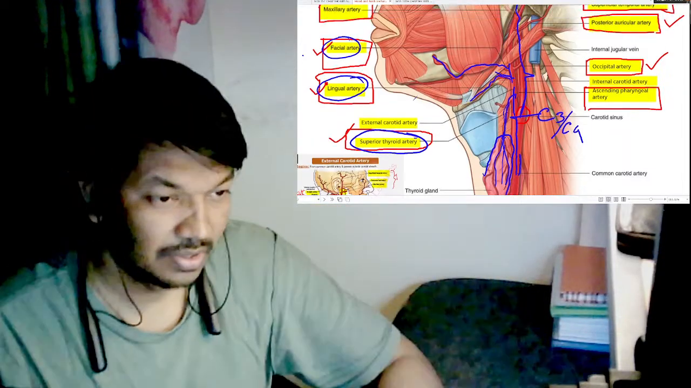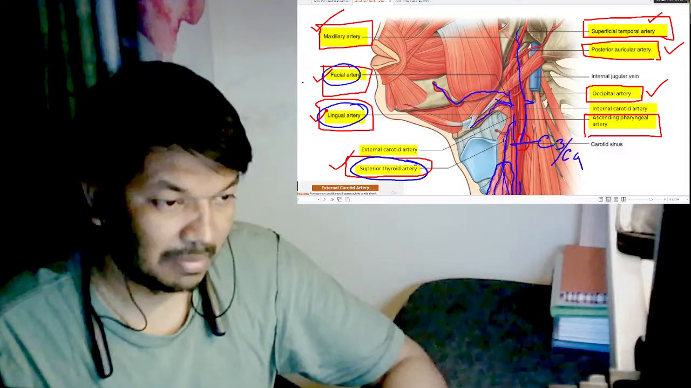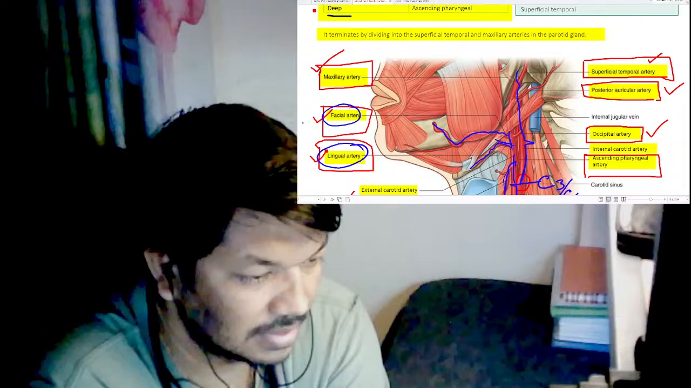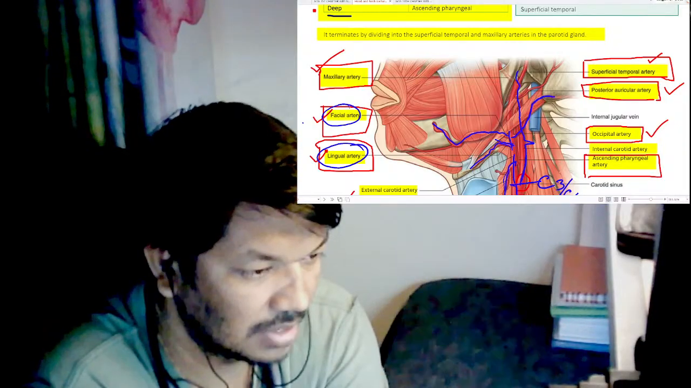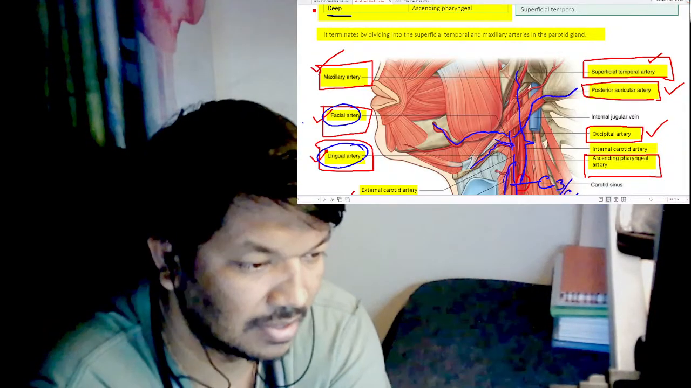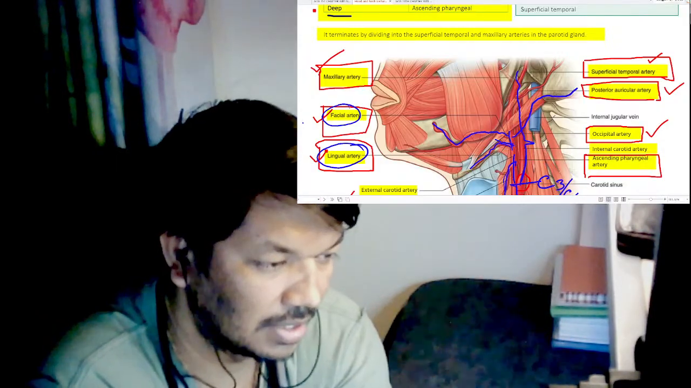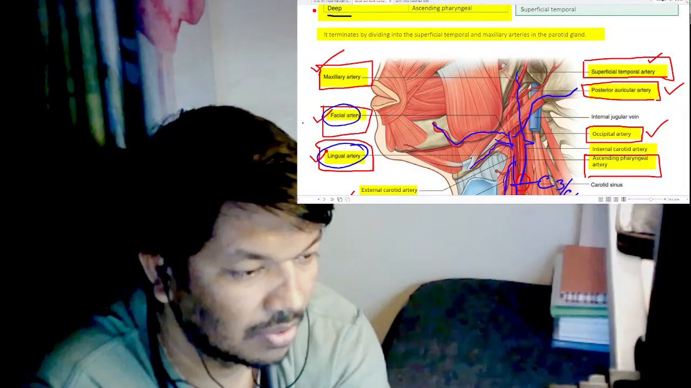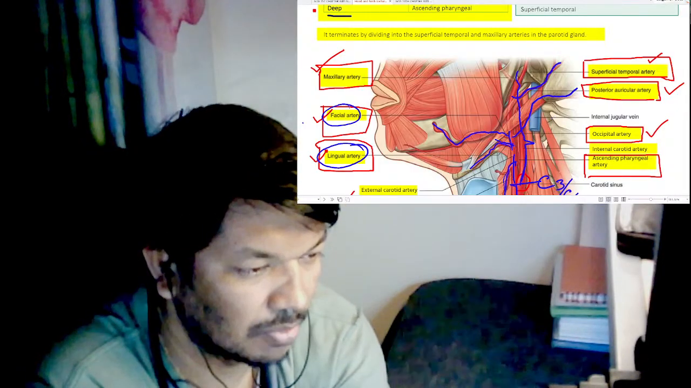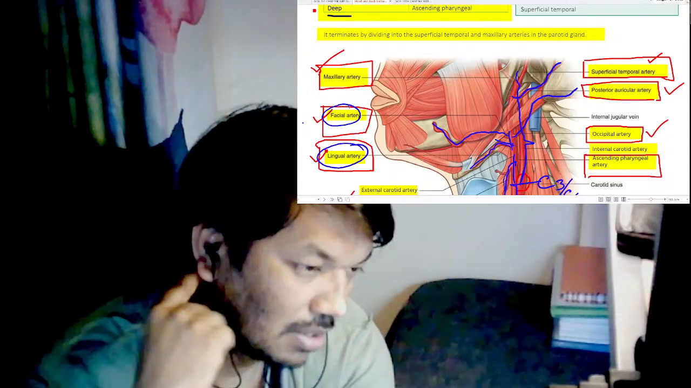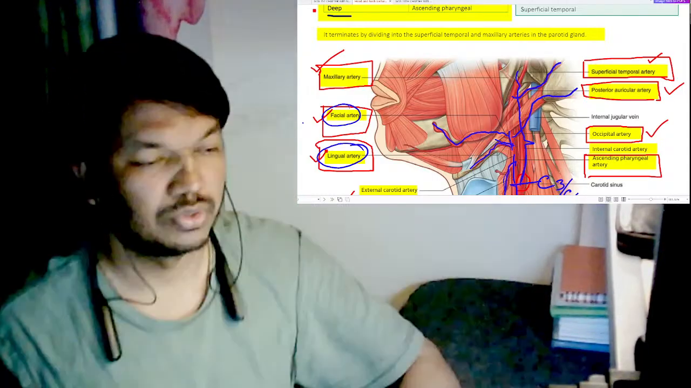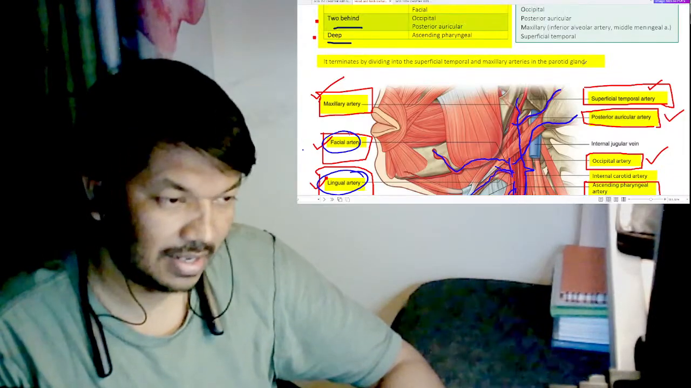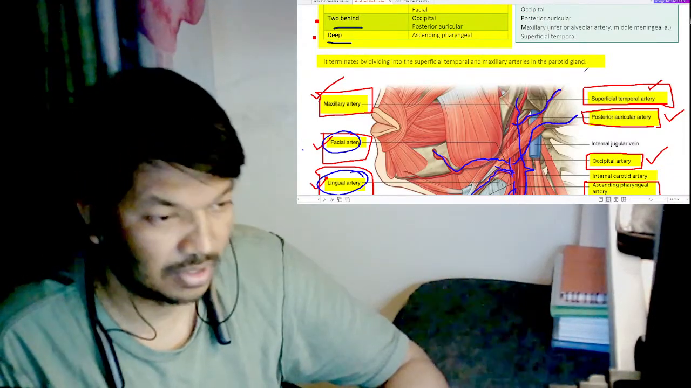Now in the back, here is the ear or the auricle. See, it is giving one branch in the back. It is going to the occipital region. So this is occipital artery. It is giving one branch in the back, occipital artery, and one branch going behind the ear. This is posterior auricular artery. So in the behind, it has two branches: occipital artery and posterior auricular artery.